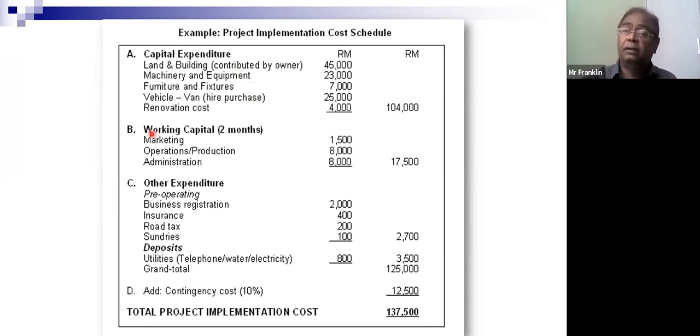Then you have working capital. Remember working capital for 2 months. Normally when you start a business, you have to have capital for 2 months, 6 months, depending on the type of business. Some businesses you can get money immediately. Let's say a sundry shop. Today you open, tomorrow you can get cash coming in. Right? Is it true?